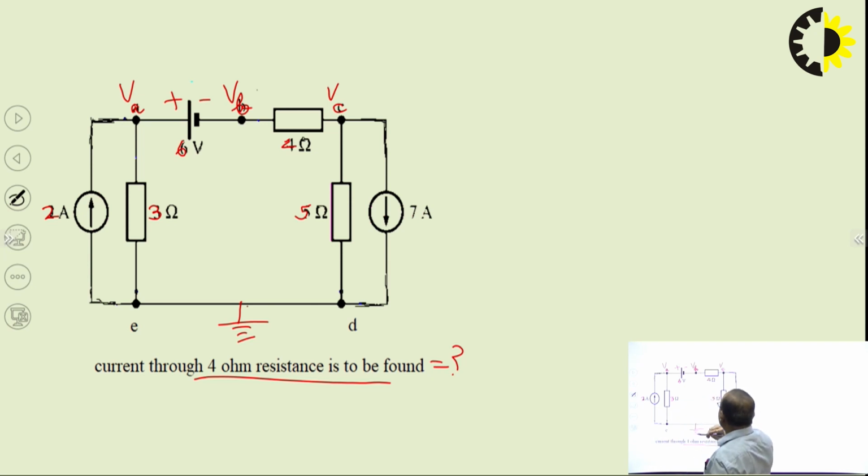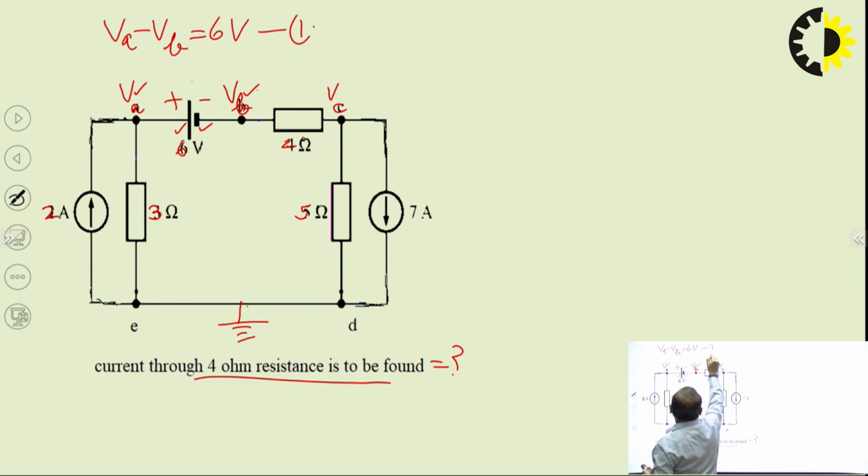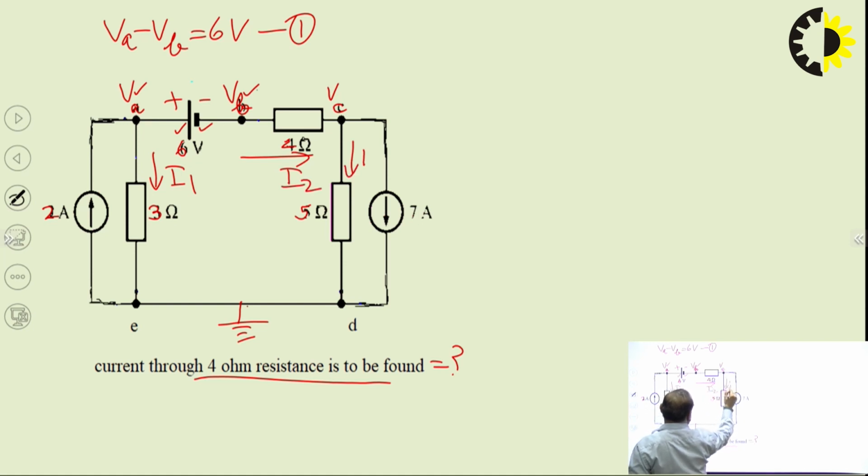So now we write the equations. We will convert it to 2 unknowns. How do we convert? This 6 volt battery is connected between nodes A and B, with the positive plate of the 6 volt battery connected with A and the negative plate connected with B. So we can write the equation VA minus VB equal to 6 volt. That is one equation. For another equation, suppose I assume current in 3 ohm like this, I1. In 4 ohm, this is current I2 suppose. In 5 ohm, this is current I3 suppose.